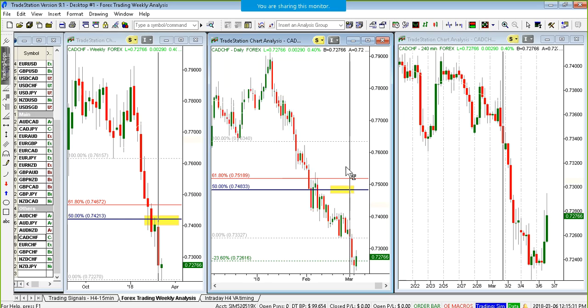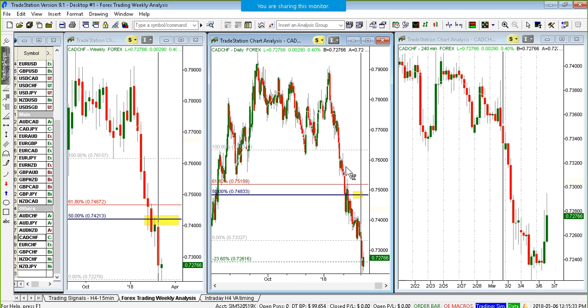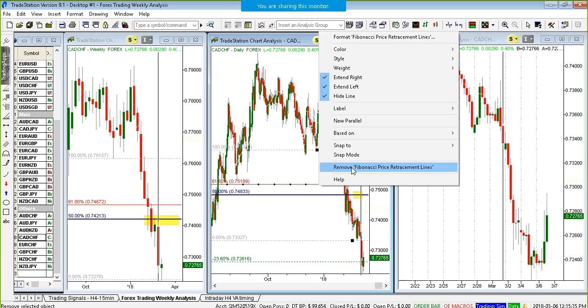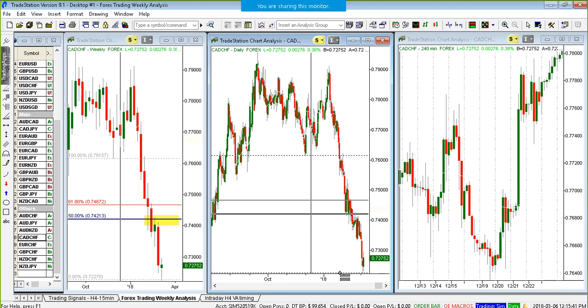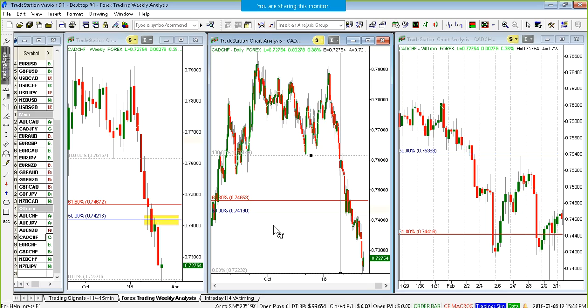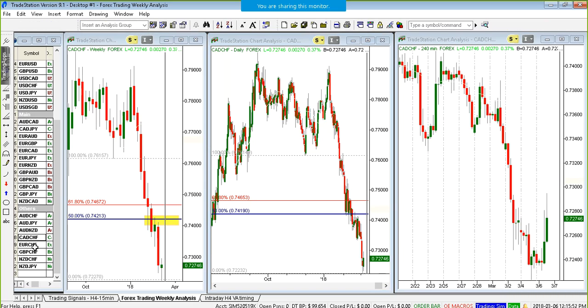The 74.21 is the level that we want to watch for continuation lower. So I'll update the daily here as well with the same level, and that's the area we have to watch on an extension chart, and that's the level, 0.7420. That's the area we want to watch.